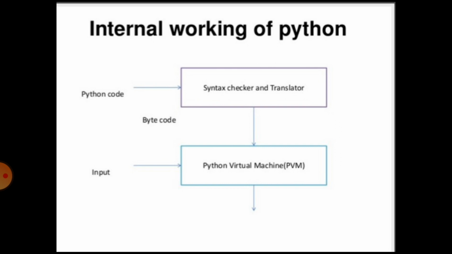When you provide the source code to the compiler, the compiler will check the syntax first and then translate the source code into bytecode. This bytecode is an input for Python, and it goes to the PVM, that is the Python virtual machine. This PVM makes the code compatible with the operating system. That's why we can say Python is a platform independent language.